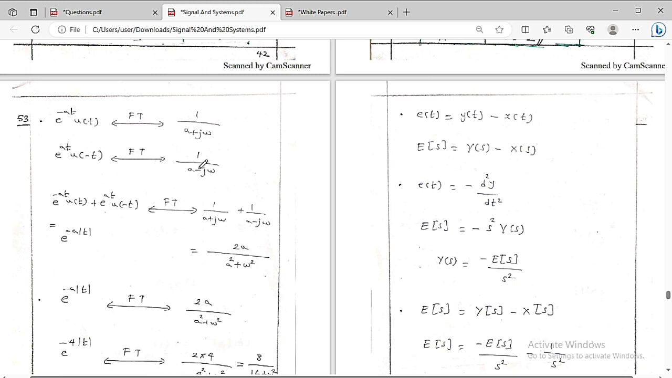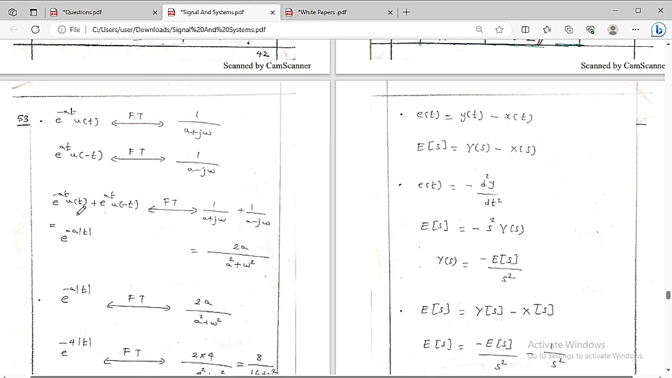j omega. I already told you, if f of t has the Fourier transform F of omega, then f of minus t has the Fourier transform F of minus omega. If you are replacing t by minus t, replace omega by minus omega. So e to the power of at into u of minus t has the Fourier transform 1 by a minus j omega. Now do the addition of these two things.